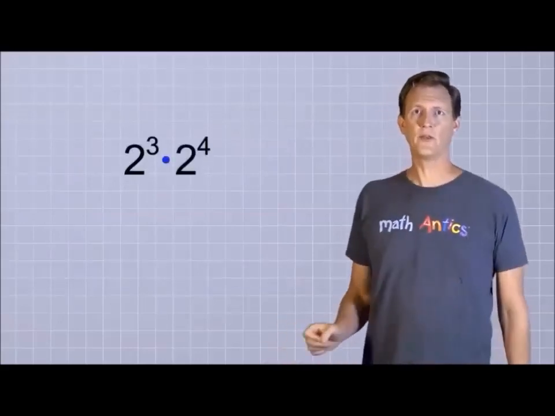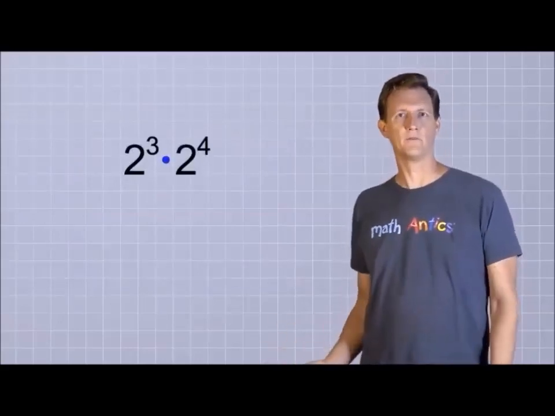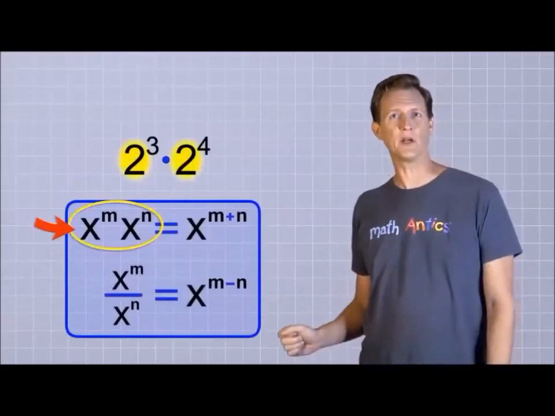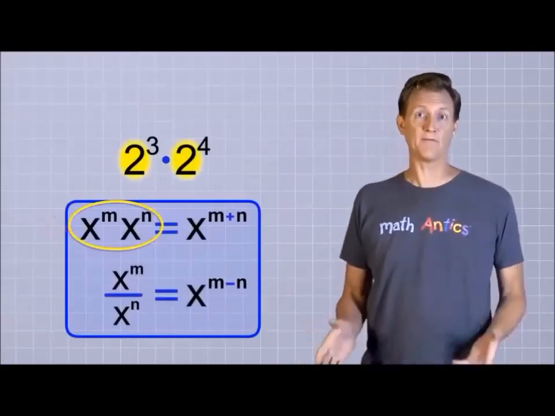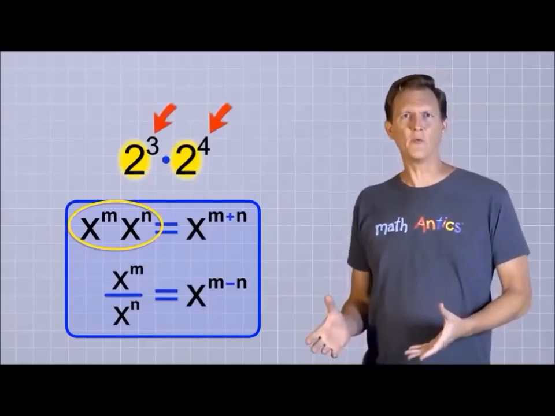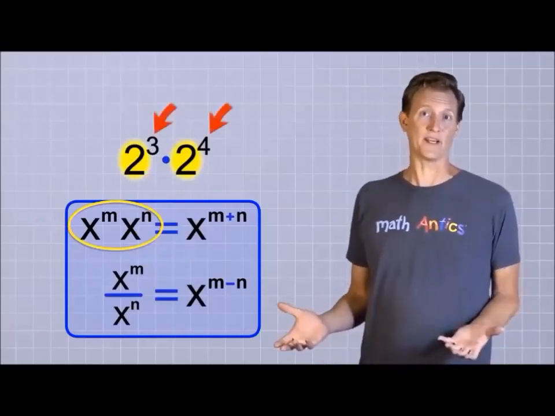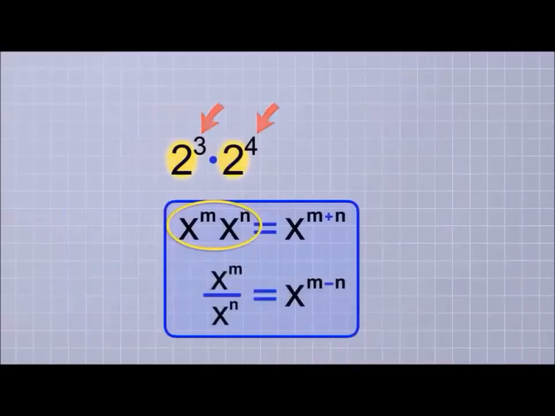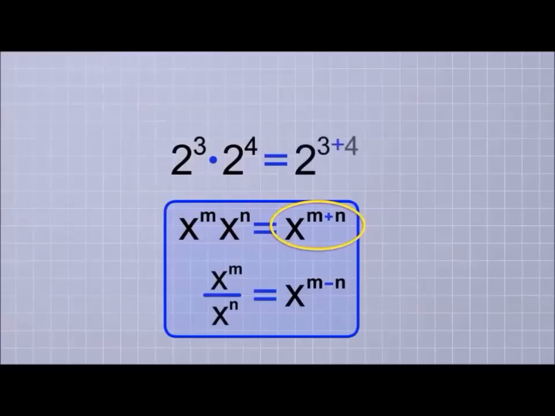Let's see some examples of each, like this one, 2 to the third times 2 to the fourth. Does that fit the pattern of our first law? Yep, the base of both expressions is the same, but they happen to have different exponents. The law would still work if the exponents were the same, but they don't have to be. Just the bases have to be the same. Our law tells us that this would equal 2 to the power of 3 plus 4, or 2 to the 7th power. But does it?